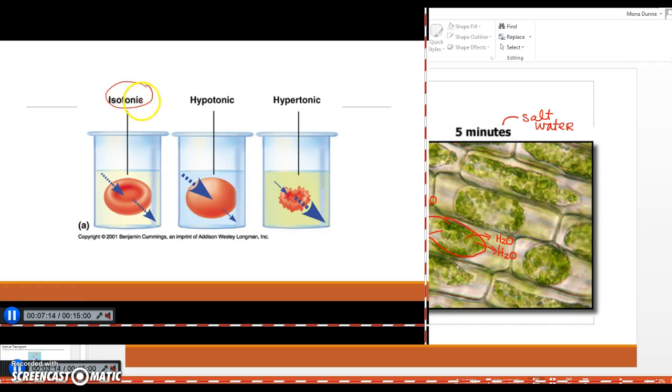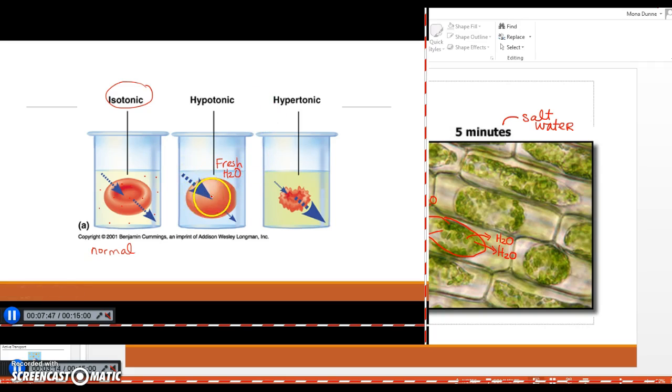Okay, let's look at the isotonic condition. So that means there's some solutes on the outside, but the same concentration of solutes on the inside. Okay, so everything's equal. So water coming in equals water going out. Okay, so we just say this is a normal cell here. Okay, now hypotonic here. So this means that we're putting it in water that doesn't have any solutes. So this would be like if we put it in fresh water.